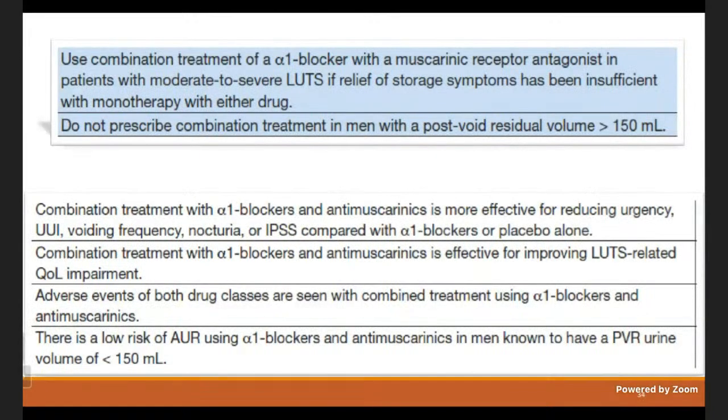So this is again the same study which shows that use of combination treatment with an alpha blocker and a muscarinic receptor antagonist in patients with moderate to severe LUTS with storage symptoms has been better than monotherapy with either drug. That means if you use a combination therapy, it is better than using a monotherapy alone. But importantly, if the patient has residual urine of more than 150 ml, we can't use this combination of alpha blocker with antimuscarinic agents.